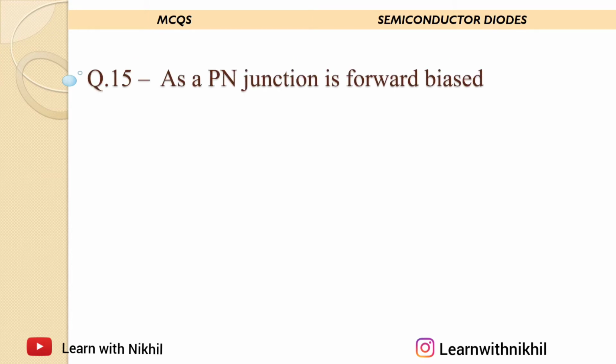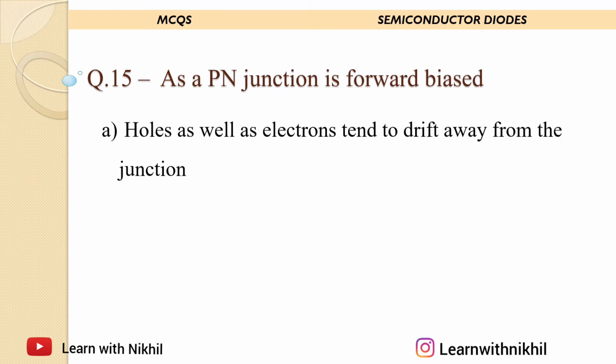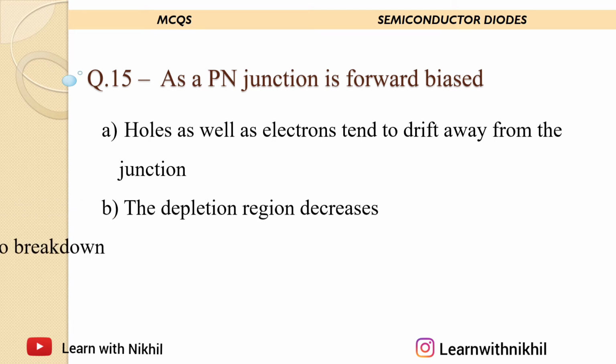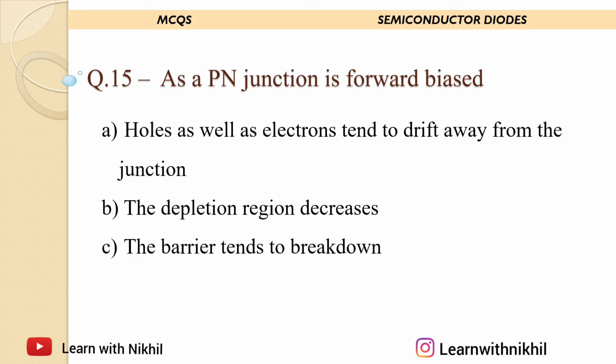Next question, as a PN junction is forward biased, holes as well as electrons tend to drift away from the junction, the depletion region decreases, the barrier tends to break down or the conduction decreases. So as the PN junction is forward bias, the depletion region decreases.